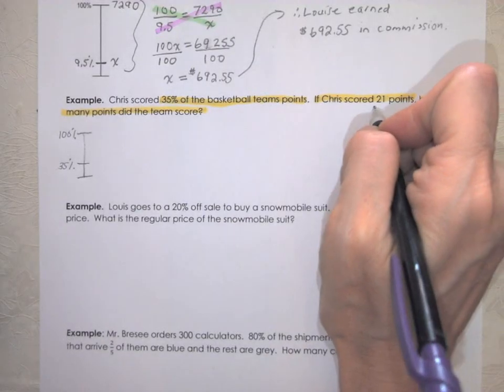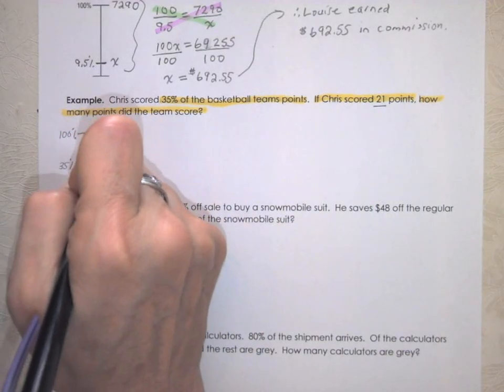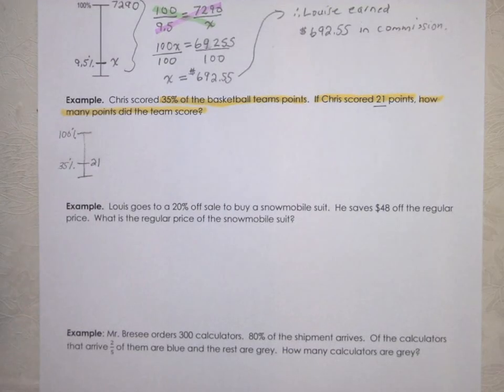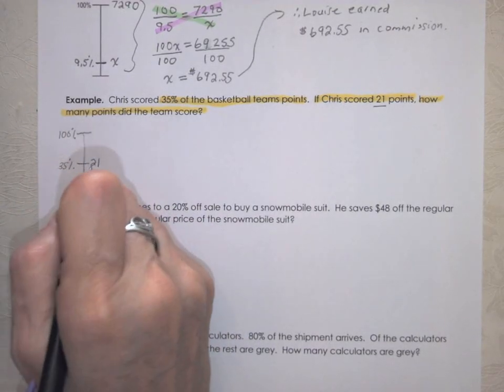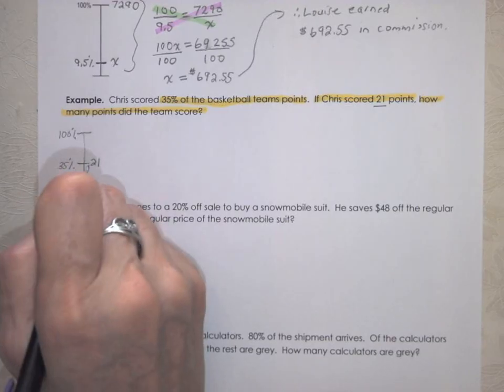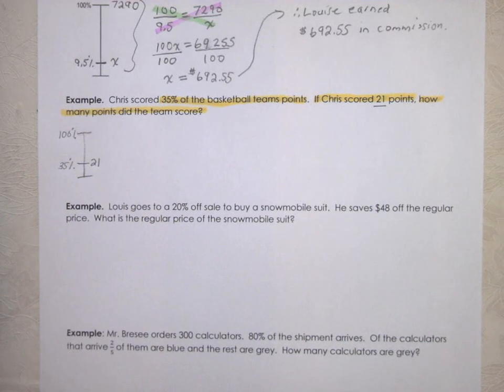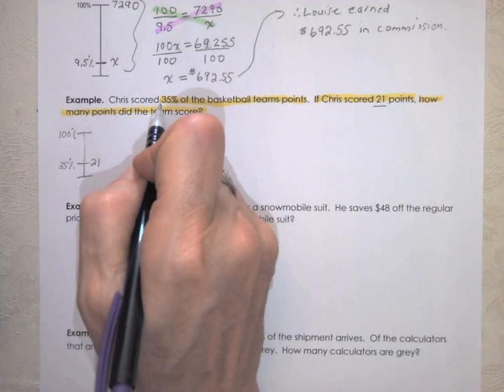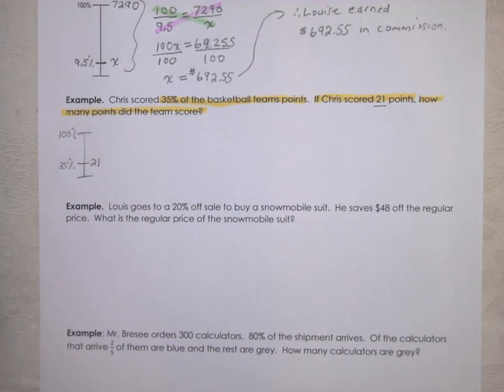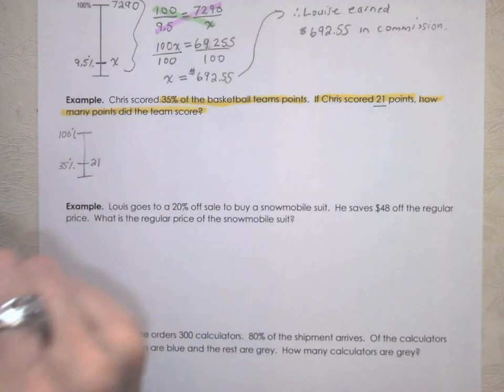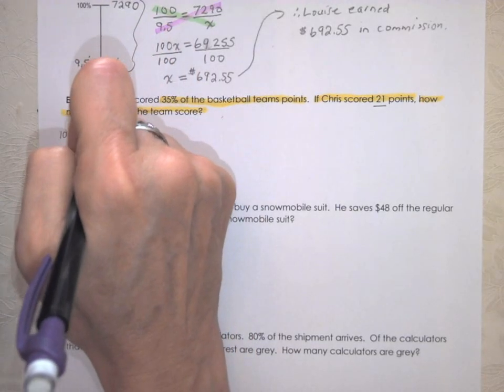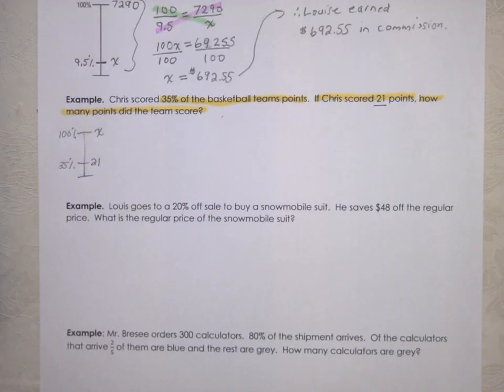And it also says he scored 21 points, so we know 21 points is 35% of what the team scored. Okay, so if I was doing this, I would say pause the video now and explain to your partner why the 35% and the 21 are on the same whisker. Okay, so Chris scored 21 points, but he also scored 35% of the basketball team points. How many points did the team score? That would be a total for the team, so that's where my X goes.